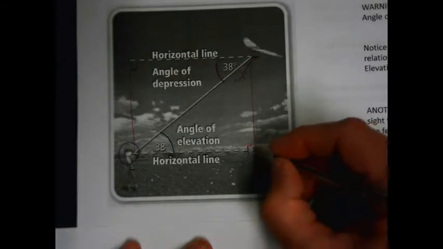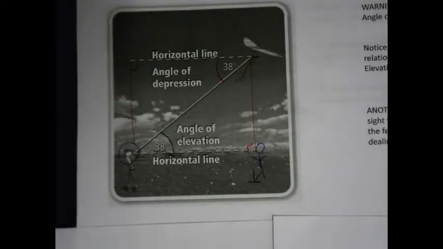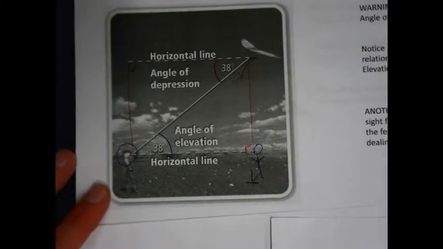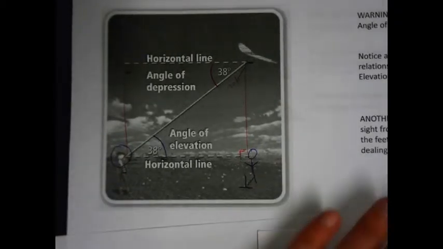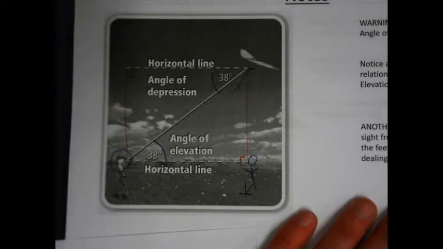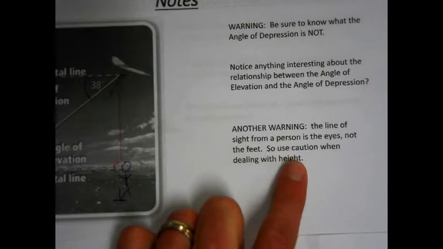The ground is where the person is standing. Okay, so we have to remember that a person looks from their eyes, not their feet. And that will have some interesting segment addition postulate repercussions later, but that is a fair warning. Hopefully you heard that warning and are thinking, oh, that makes sense. So be sure that we are using caution when dealing with height.